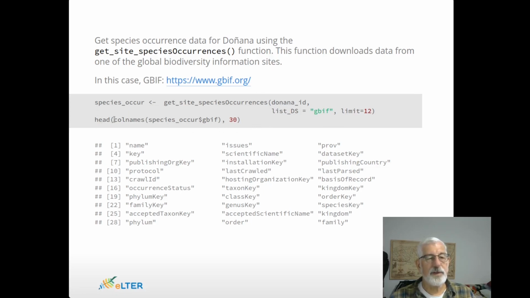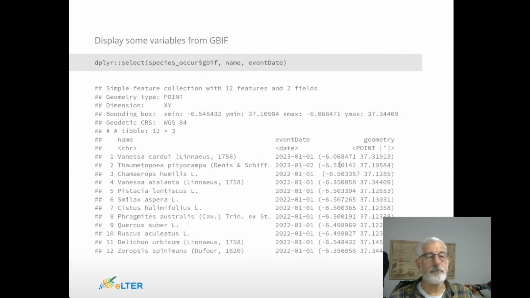Now, once this runs, we can display the column names of the data that we've retrieved with the names function in R. This is some of the columns that are available, not all of them. Once we have that set of species occurrence data, then we can display some of the columns. To display specific columns from the GBIF data table that we just downloaded, we can use the dplyr select function. We pass this function first the data table, speciesOccurrence$GBIF, and then which specific columns we want to show. In this case, only two, the species name and the event date. And these are the results that we get. Only 12 because we query for only 12.